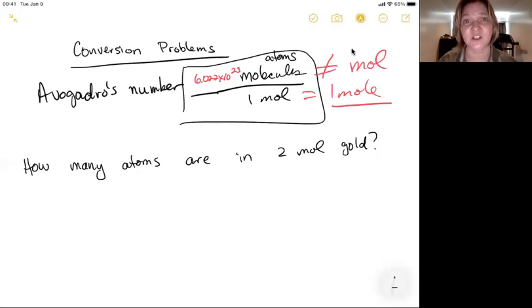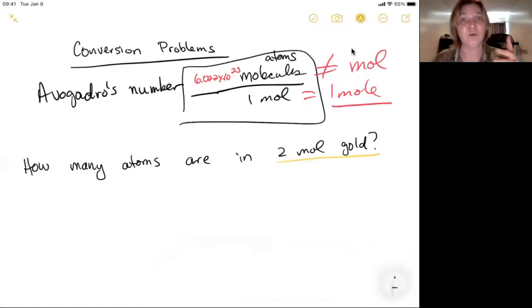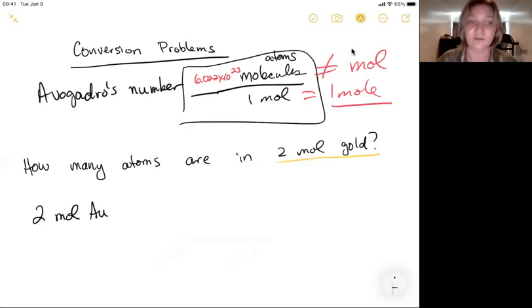The first thing that you have to do is identify the data that you are given in the question. For chemistry, it's almost always a number and a unit of something, because for the most part, chemistry problems are about converting from 1 unit to something else. So you want to identify what unit you're given and the quantity of that unit. So in this case, we are given 2 moles of gold. Okay, once you identify that, I want you to put that number and unit on the left-hand side. So I've got 2 moles of gold, right?